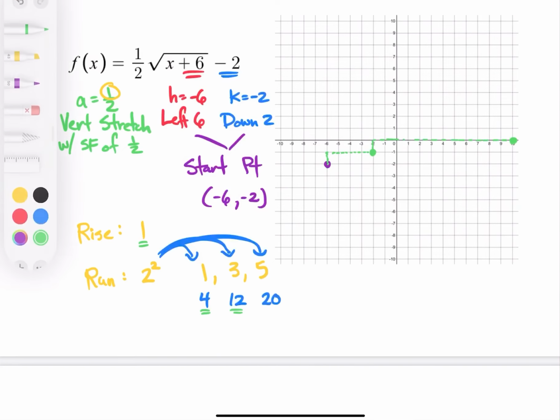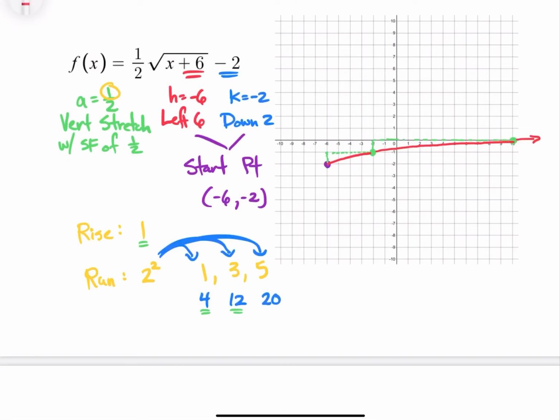So now I have this. Now I can draw my square root function, and we can see that it is going to be very flat. So it's kind of like taking our original square root function and flattening it down half its size.